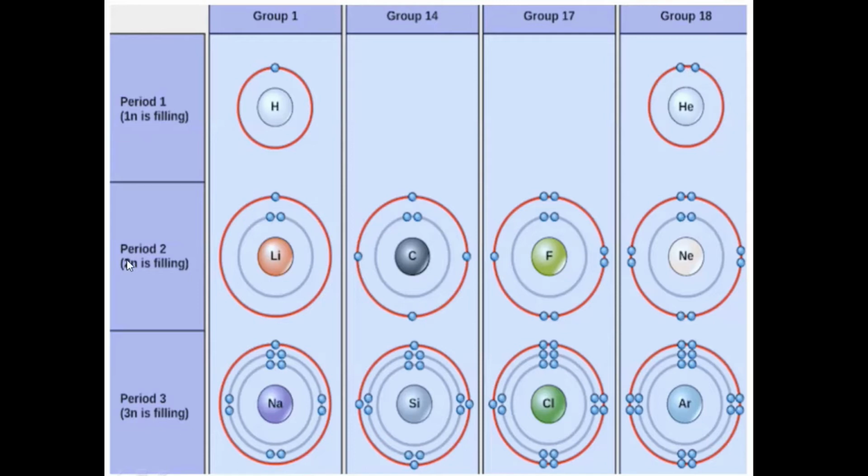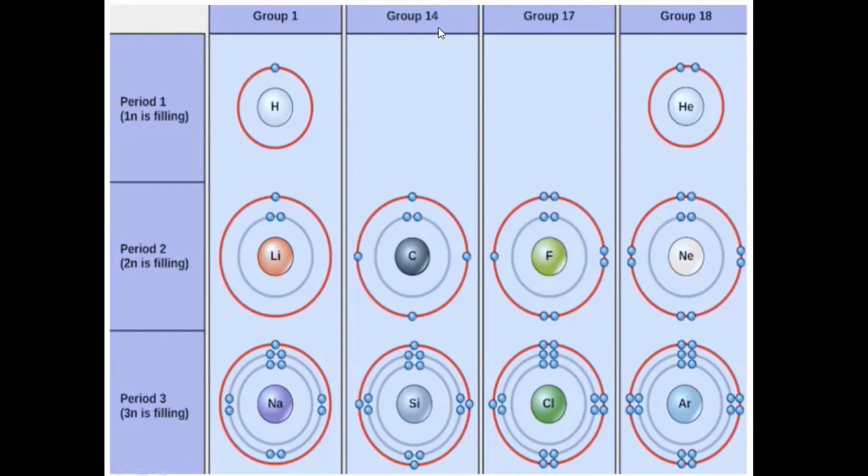Okay, so likewise, you have period 2. That means lithium, just below hydrogen, belongs to period 2. How many orbits or shells will it have? It's going to have 2 shells. Then what is the common thing about this group 1? One electron in their outermost shell.